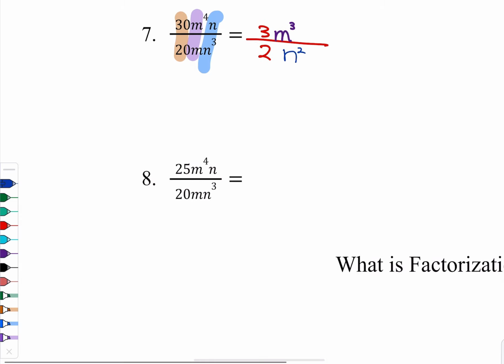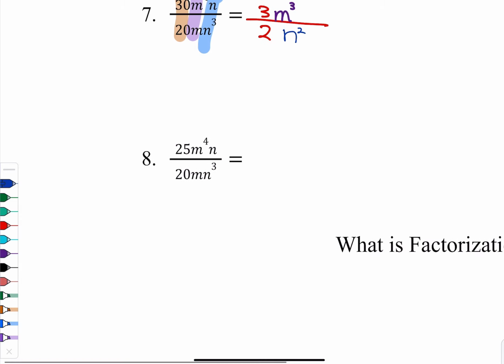Good. And then the last question, I guess. So 25 and 20, what can they be simplified with? 5. So 25 divided by 5 is 5, and 20 divided by 5 is 4. And then for M, which side is bigger? And for N, which side is bigger? M, the above side is bigger, so 4 minus 1, 3. And N, downside is bigger, so 3 minus 1, 2. So that's it for this worksheet.